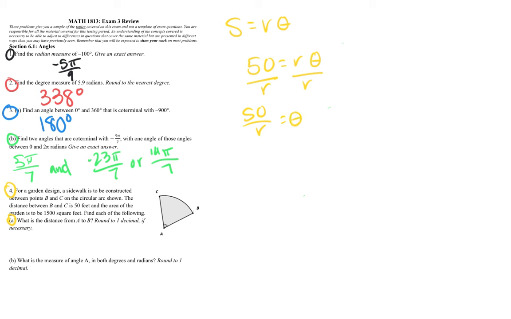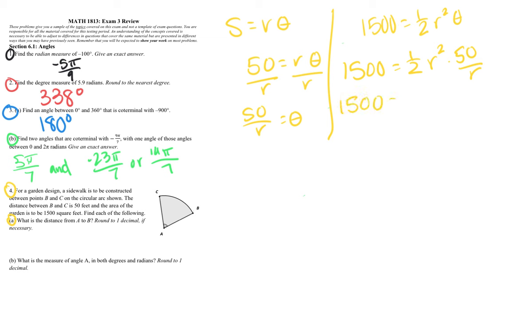And another equation we have is we know that the area is 1,500. So we can use our area formula. We can say 1,500 is equal to 1/2 r squared times theta. And we have a formula for theta here, so we can put that in and we can say 1,500 is equal to 1/2 r squared times 50 over r. And we know those r's are going to cancel out, so we won't have that r on the bottom.